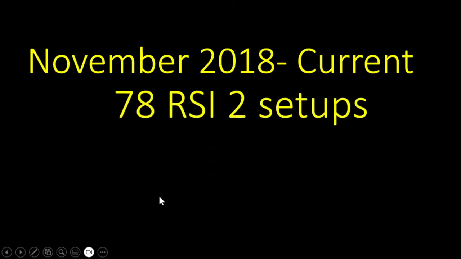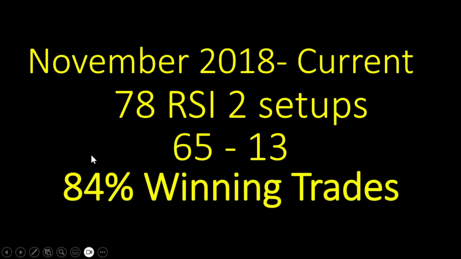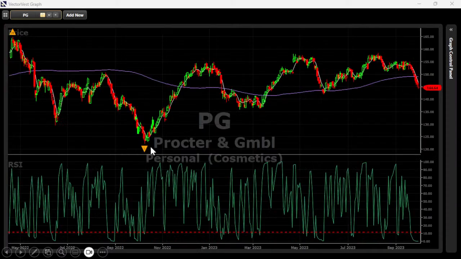There were 78 total RSI2 setups from November of 2018 to current, 8 of which I showed you guys already. But I went through the same exercise that we just went through. I identified every RSI2 setup, every entry, and every exit, and there were 72 setups, 65 winning trades, 13 losing trades. That's an 84% winning trade percentage. So if you would have traded the RSI2 strategy on Procter & Gamble for the last 5 years or so, you would have made money 84% of the time. Now that includes the last couple of years.